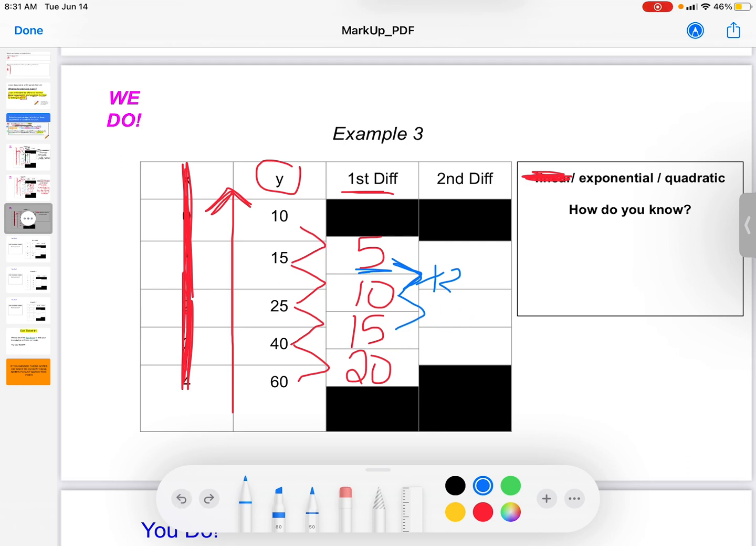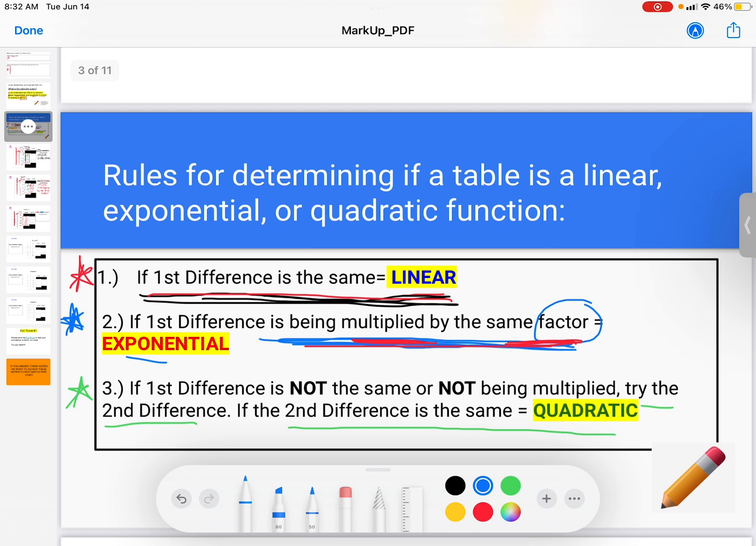So I'm going to get rid of those, and I'm going to cross out exponential. Okay, so that leaves me with maybe a quadratic. Well, let's go back to my rules. So let's read rule number 3. If the first difference is not the same, it's not, right? We just saw that. And it's not being multiplied, it's not. Then we're going to try the second difference.